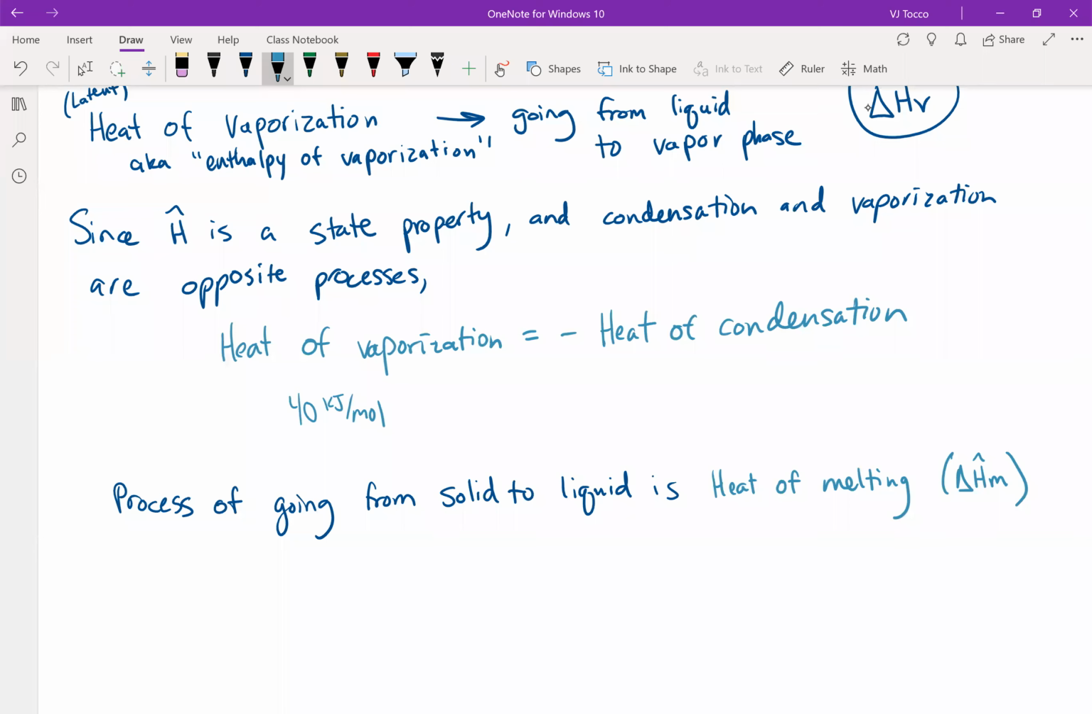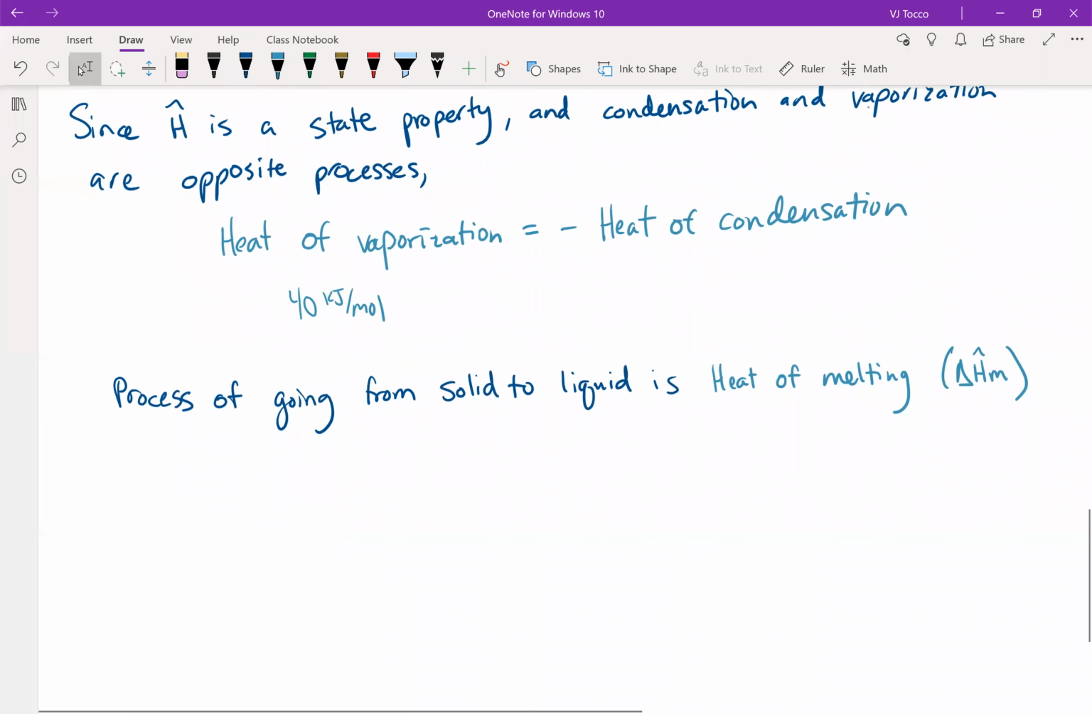The other term that you'll need to know is the process of going from solid to liquid. That is called the heat of melting. And similar to the heat of vaporization, you can also have a heat of solidification, which would be the opposite. You could also have enthalpies for the other phase changes. You could have the heat of sublimation as well. We won't see that as much in this course, but just be aware that that can occur.